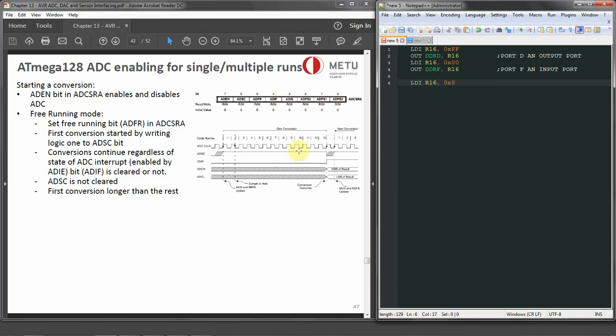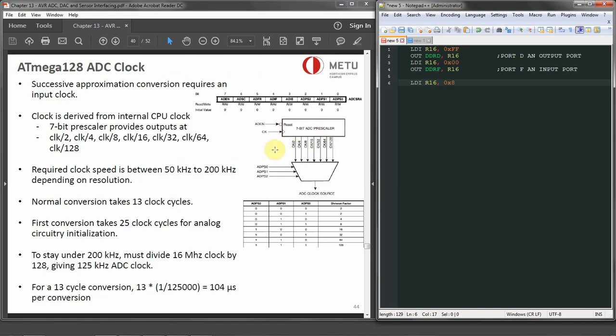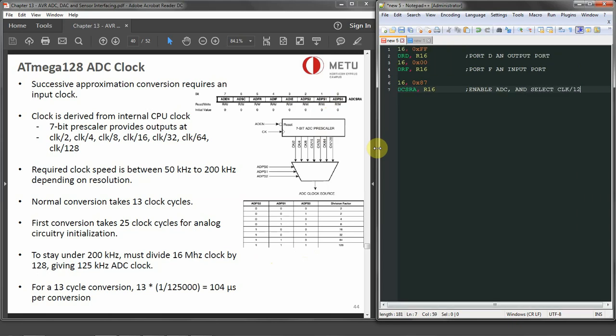ADPS2, 1 and 0 bits, we have to set based on the prescaling. So for the prescaling, as we already calculated, for 16 megahertz we need to prescale it to 128, which is 111, to have the best precision. That means that's going to be 1111. So 0111 will give us 7, and that is going to be sent to ADCSRA, R16. So we can say that we enable ADC and select clock divided by 128 prescaling.